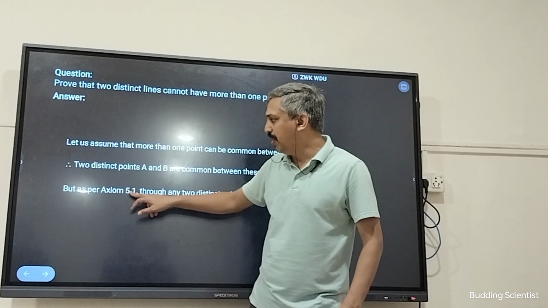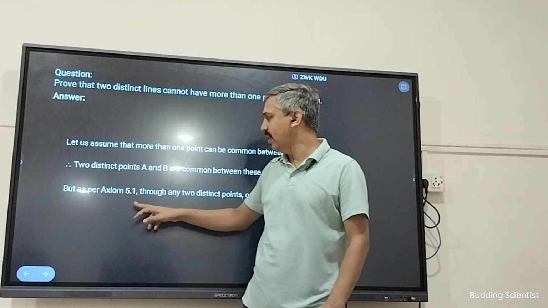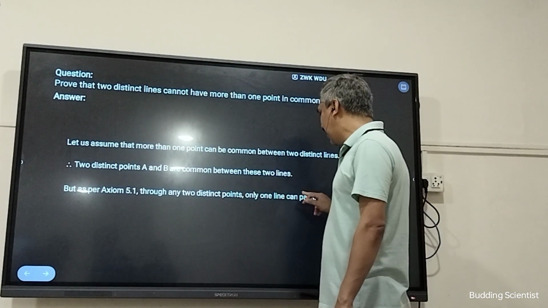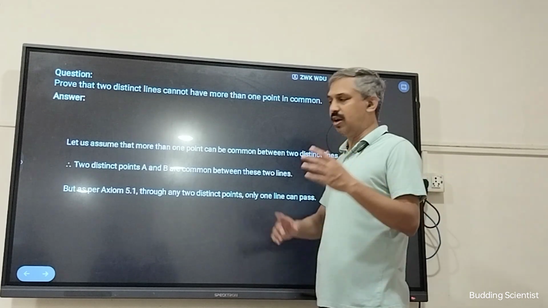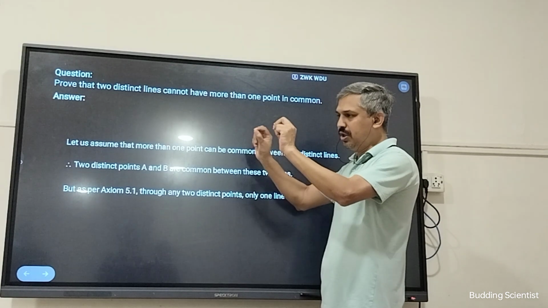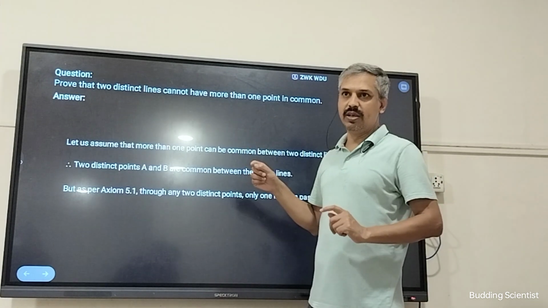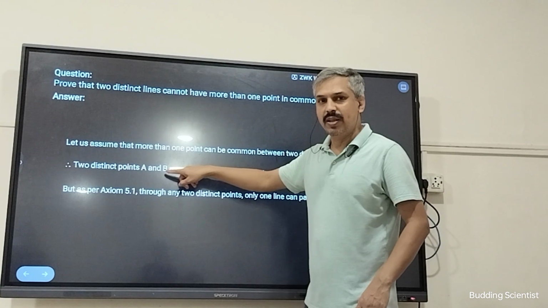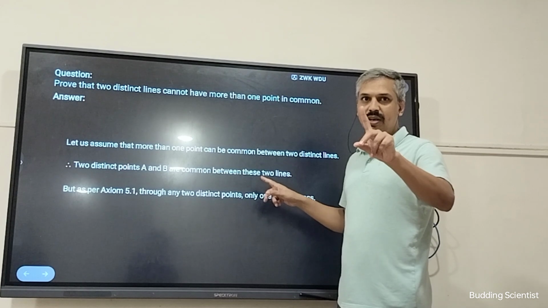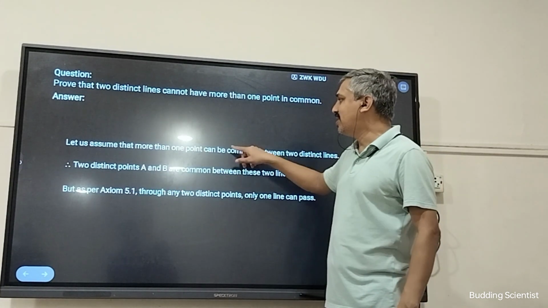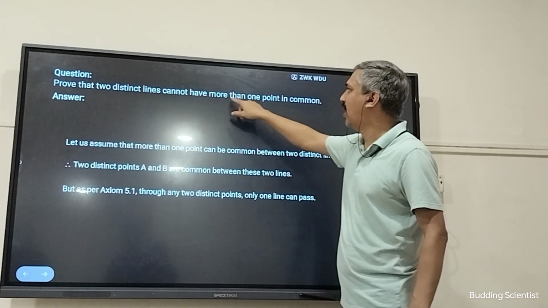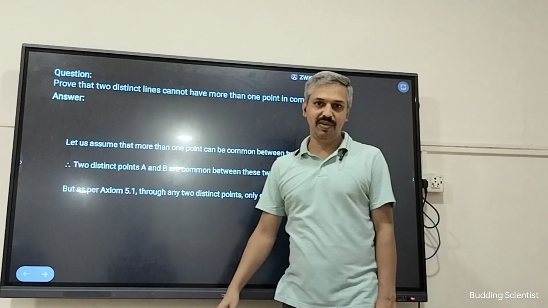The axiom 5.1 stated after the fifth postulate says that through any two distinct points, only one line can pass. So if there are 2 points A and B, then two lines cannot pass through them. Only one line can pass through them. As a result, this assumption was wrong. So we come to the conclusion that if there are two lines, only one point can be common between them.